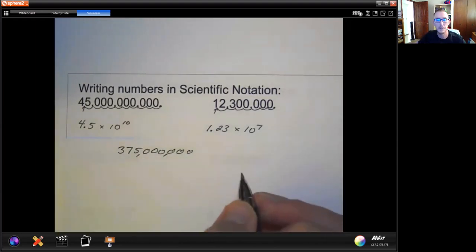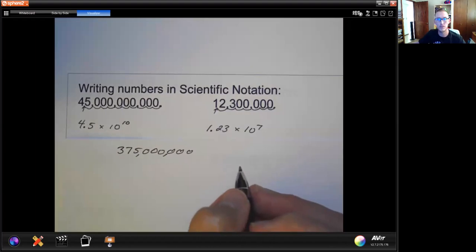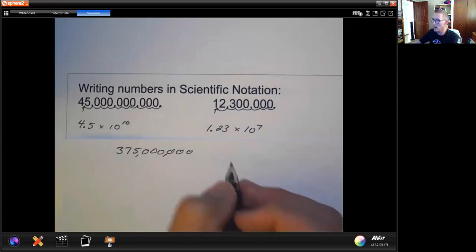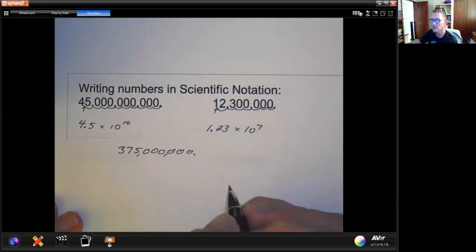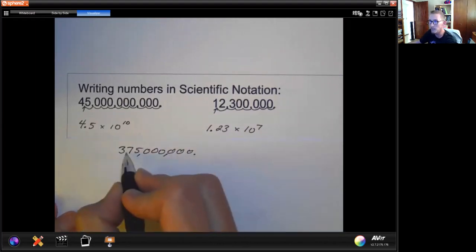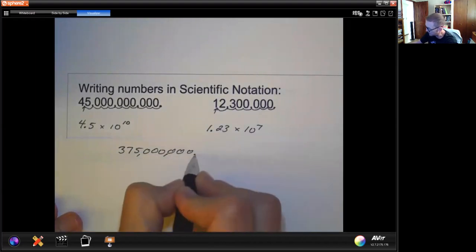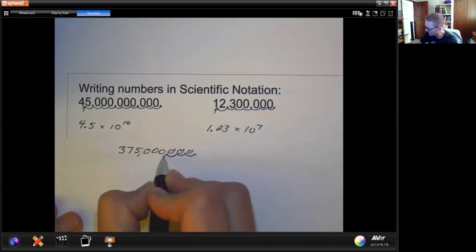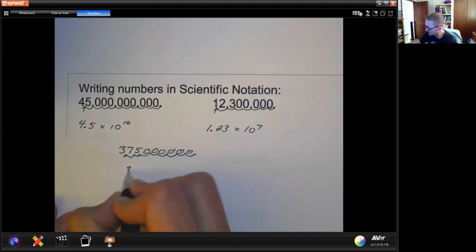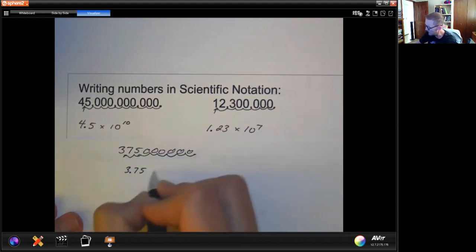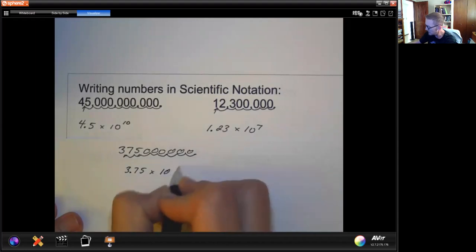So take a moment and write this down and put it in scientific notation. All right, hopefully you're back after pausing. I'm going to go ahead and show it to you here. The decimal is at the end, and I need to move it all the way between the 3 and the 7. So I'm going to move it 1, 2, 3, 4, 5, 6, 7, 8 times. So 3.75 times 10 to the 8th power.